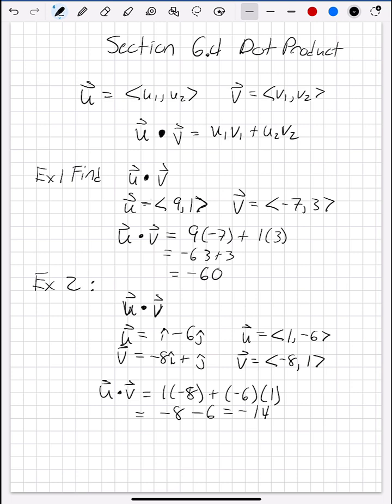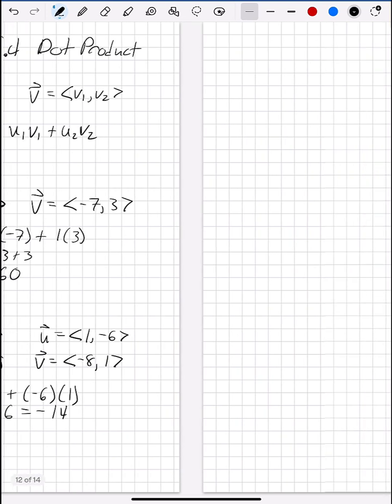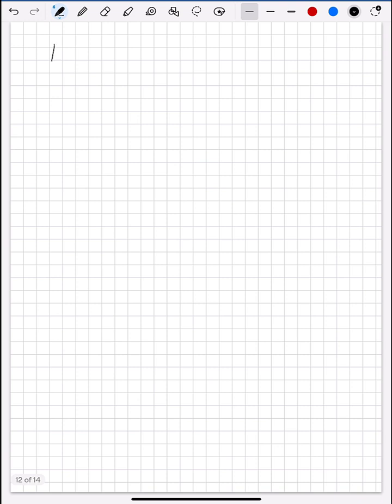And just to do one more example here, I'm going to say u is equal to (3, 3), and I'm going to find u dot u. Go ahead and pause the video because I want you to try this on your own. So pause the video, take a minute, and try this one out.